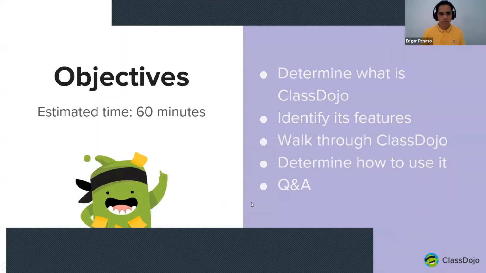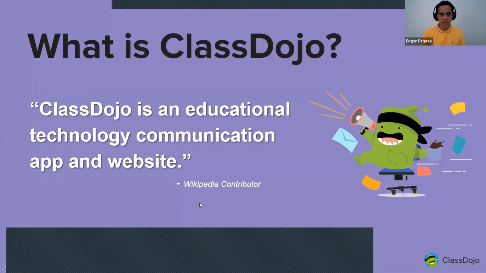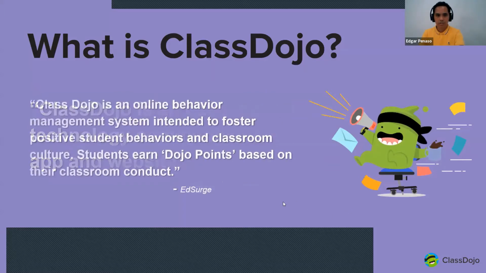Let's go back to the basics. When you search on Google, you will see these search results from Wikipedia. ClassDojo is an educational technology communication app and website. As a communication app, you can communicate with the parents and the students. And on EdSurge, the website says it's an online behavior management system intended to foster positive student behavior.